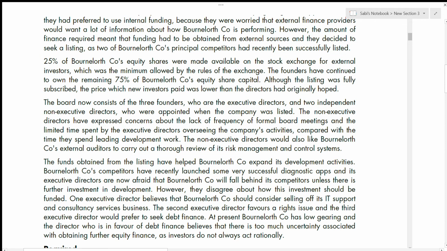So 25% of the company's equity shares were made available on stock exchange for external investors, which was the minimum allowed by rules of the exchange. The founders have continued to hold the remaining 75% of the equity share capital. Although the listing was fully subscribed, the price which new investors paid was lower than the directors had originally hoped.